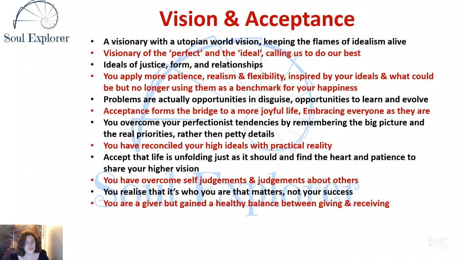You call us to do our best. We must always do our best, look for the best and dream of the best. You have ideals of justice in this world, of form, of beauty, ideals of relationships, but you do need to apply a little bit more patience and realism. As a life path 6, you will struggle more with that, but as an expression number 6, you will have that talent of more patience.